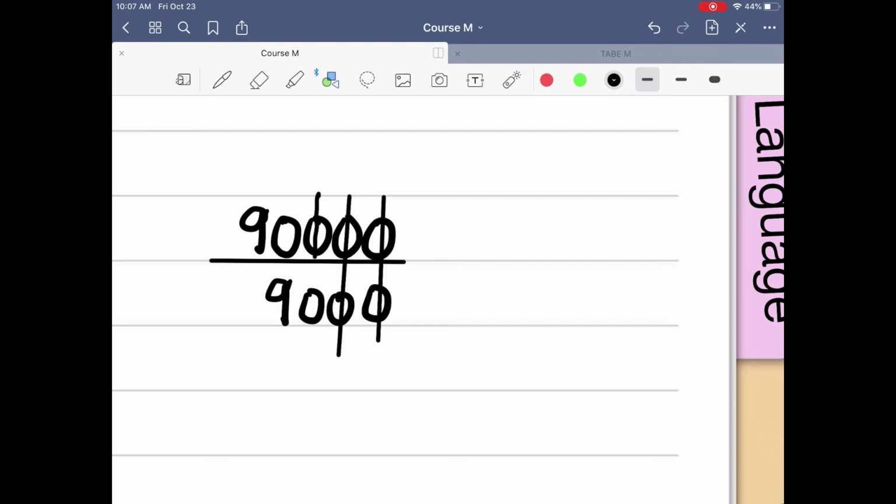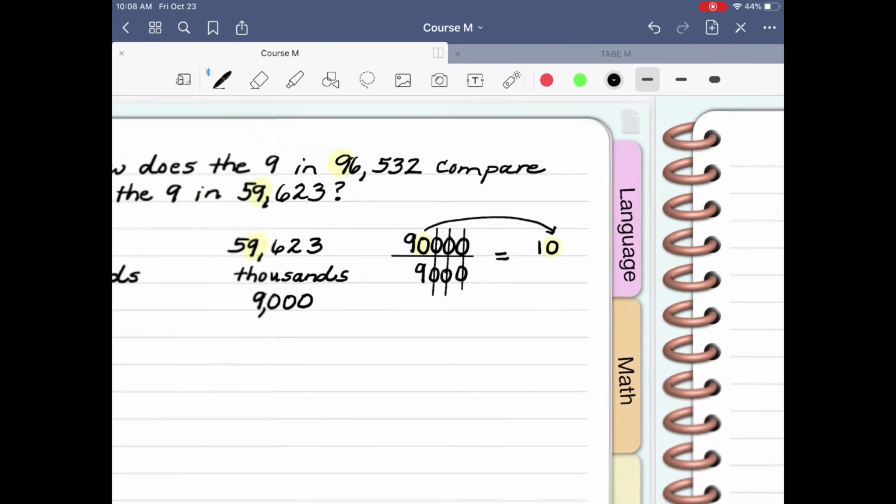I can do it again. But when I get to this point, I can't cancel that zero that's left because that zero doesn't have a mate on the bottom. So we have to leave that zero in there. Let's bring that zero over. So I'm just going to bring it right over here and put it right there. It's the same zero. And then 9 divided by 9 is 1. So my answer here to this division problem is 10.